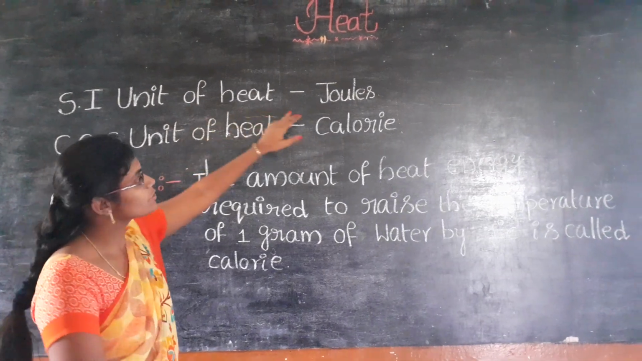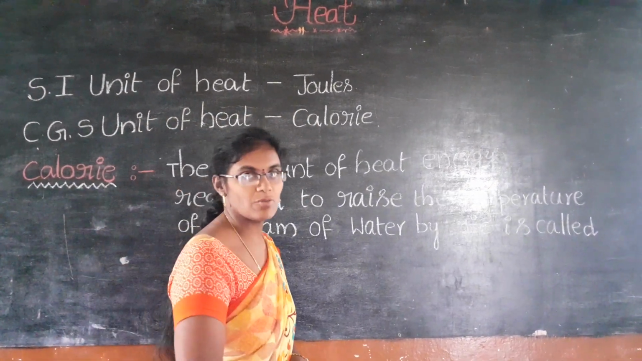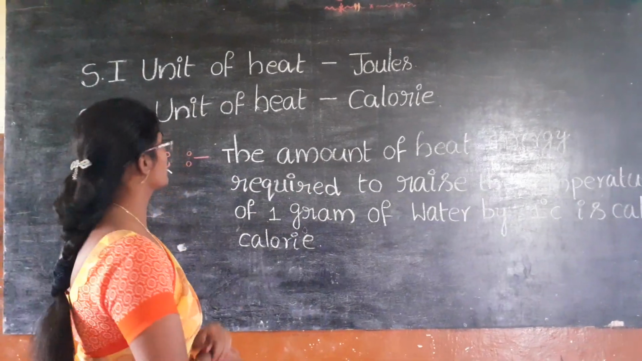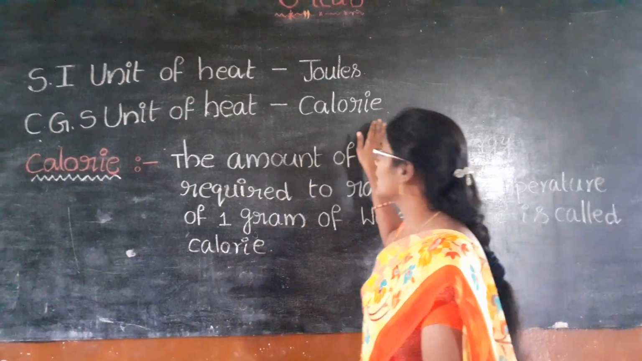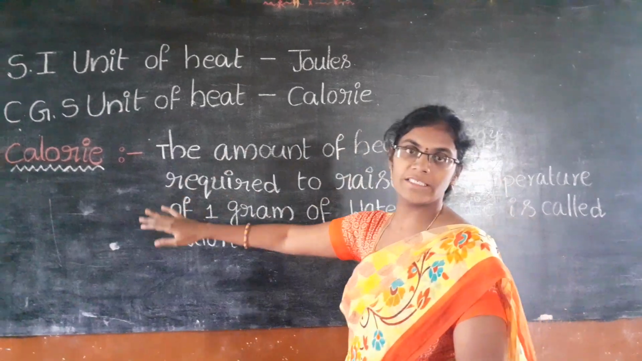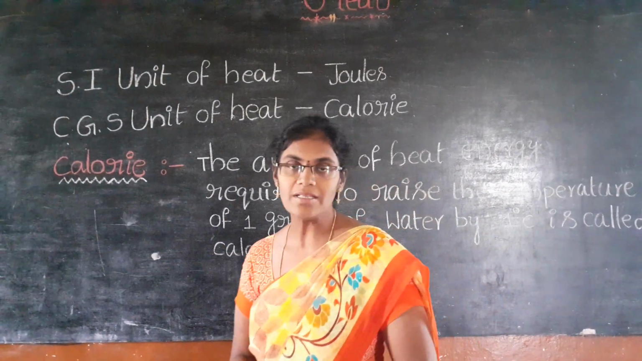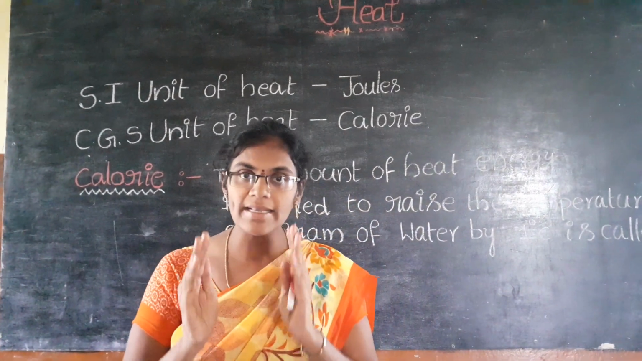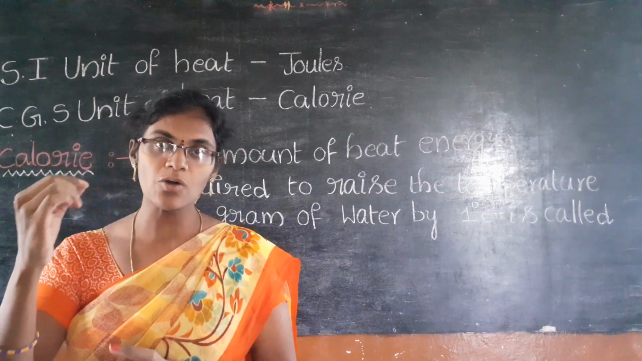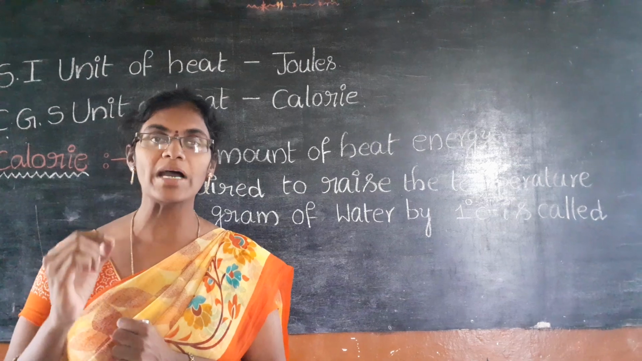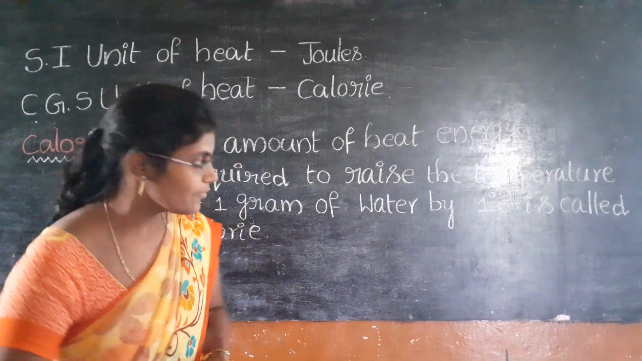That is, the SI unit of heat is joules. What is the SI unit of heat? Joules. And what is the Celsius unit of heat? Calorie. What is meant by calorie? Calorie means the amount of heat energy required to raise the temperature of 1 gram of water by 1 degree Celsius.